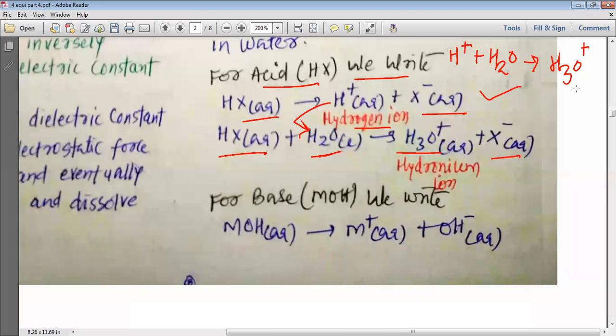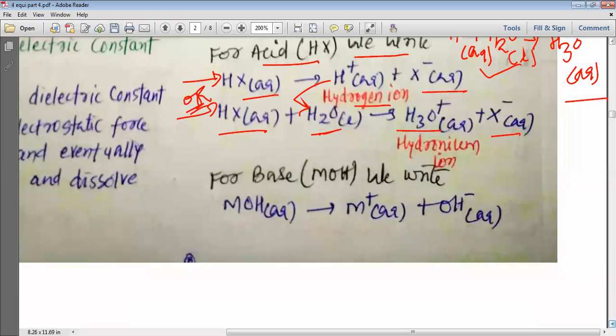This H3O plus, we consider it as aqueous. This water is liquid, and your H plus which was produced was also in the aqueous state. So either you write this reaction or you write the other one, both have the same meaning. If you have H3O plus ion present in the solution, or if you have only H plus ions, both represent the same thing.